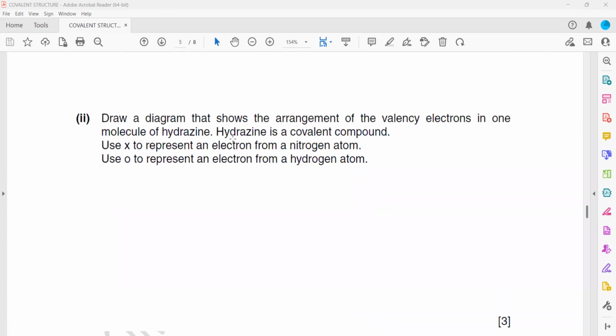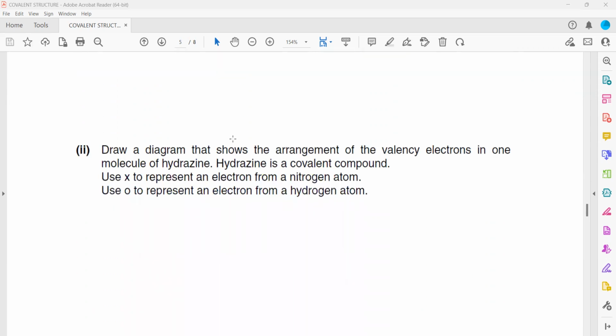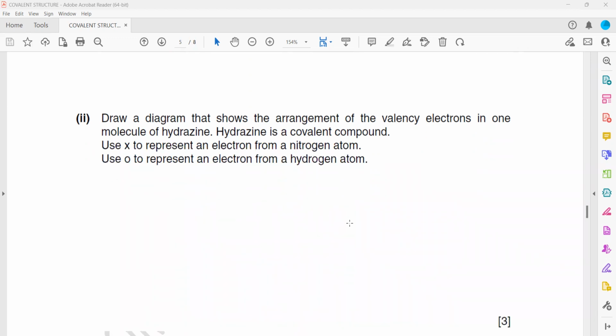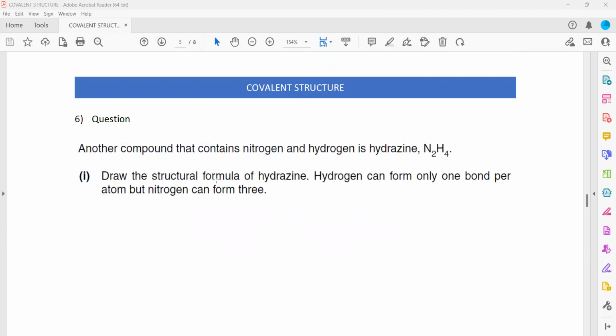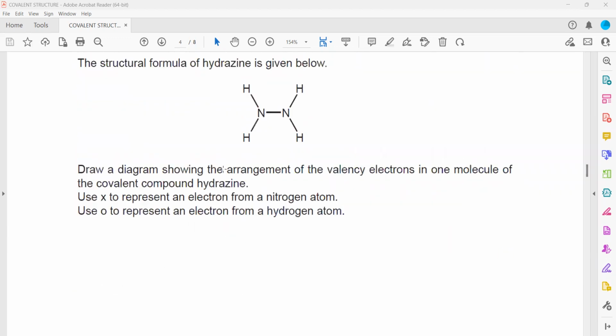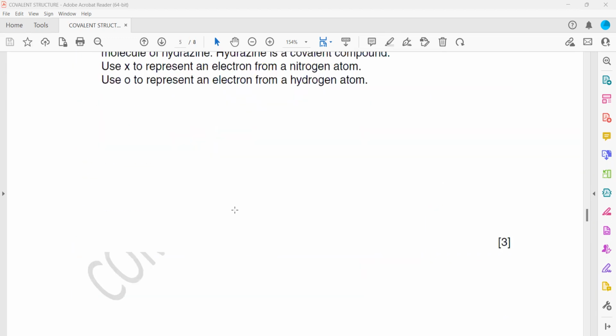Similar to here, draw the structure of hydrazine, where hydrogen can only form 1 bond per molecule and nitrogen only 3. And draw a diagram to show the arrangement of valency electrons in hydrazine. That is the dot and cross one. The answer for this one is here, this is actually the answer, showing how they are arranged in N2H4. That is the answer for the first part, and the dot and cross answer is for the second part.